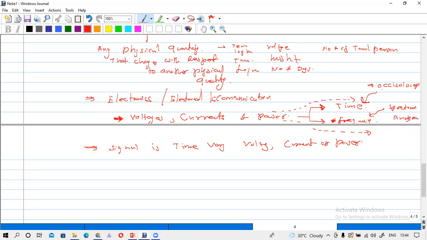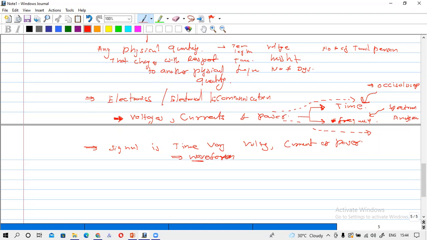So we mostly deal with time varying voltage, current, or power. And sometimes we deal with frequency varying voltage, current, and power. Normally a time varying signal we call a waveform. This is called a waveform, not a wave.